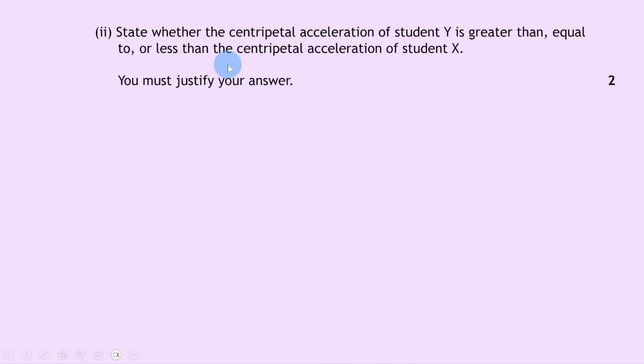Lastly, part 2 says state whether the centripetal acceleration of student Y is greater than, equal to, or less than the centripetal acceleration of student X. You must justify your answer, and you'll see it's worth 2 marks here.